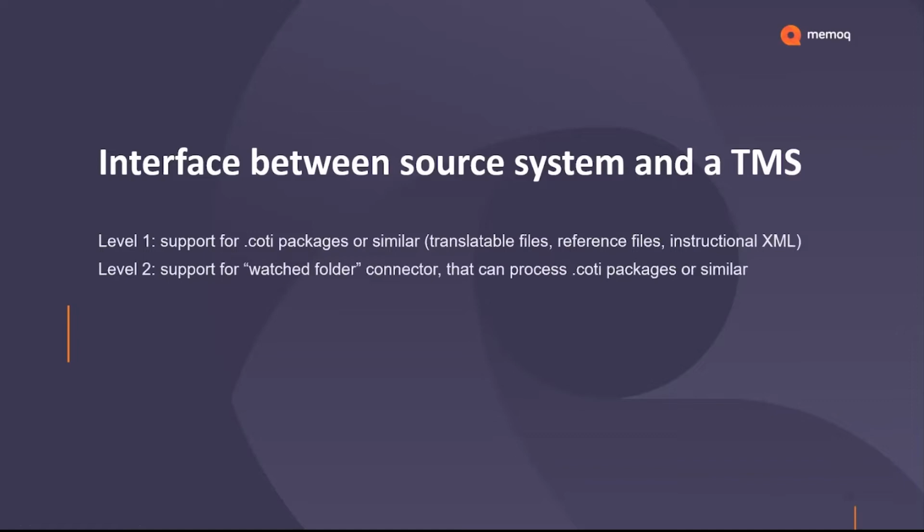Now, going back to this level scheme, we then have the second level, level 2. Level 2 would support a so-called watched folder connector that would monitor a specific folder, and if a COTI package or something similar arrived there, it would create a project automatically. The third level would be that we provide an interface, a UI, in the system, or maybe through a third party, that would connect a TMS directly with the source system. So not through a folder, but directly connecting the 2 systems, and from there handling packages back and forth.